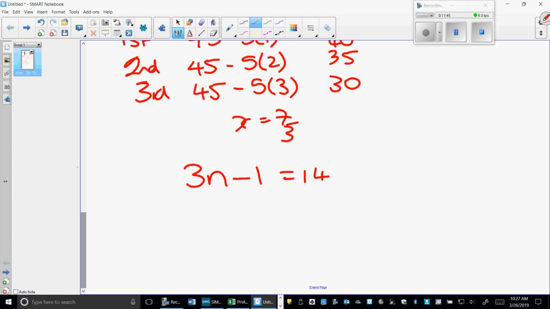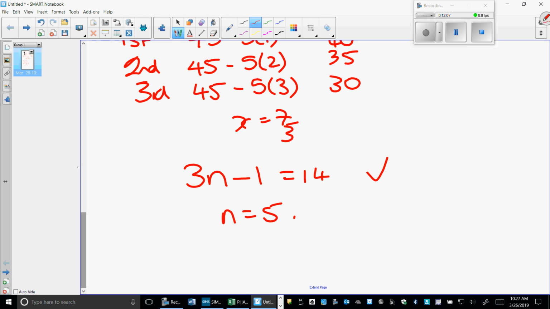Yes. 1 mark. So 1 mark for the equation: 3n take away 1 equals 14. You had to have that. Then you rearrange and solve it. You find that n was 5. So that was the number we first thought of.